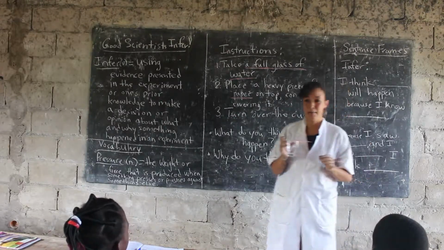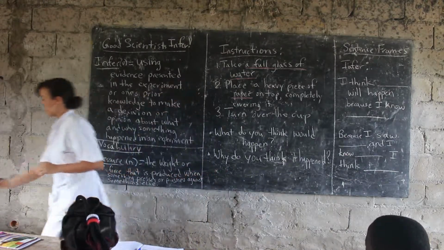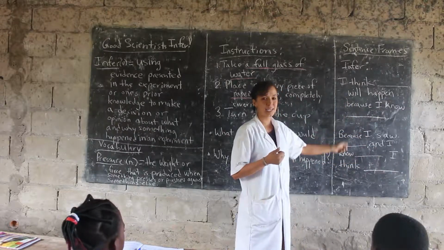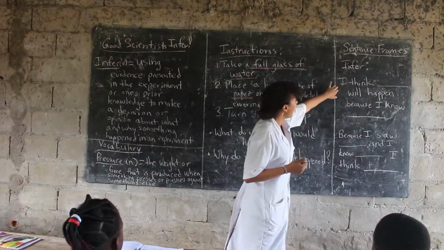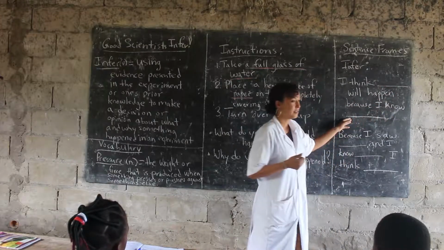What do you think is going to happen to that? I'm not going to be keeping my hand there. What do you think is going to happen? We're going to practice infer. And in order for us to infer, we can try and practice using these statements here. I think something will happen because I know something.